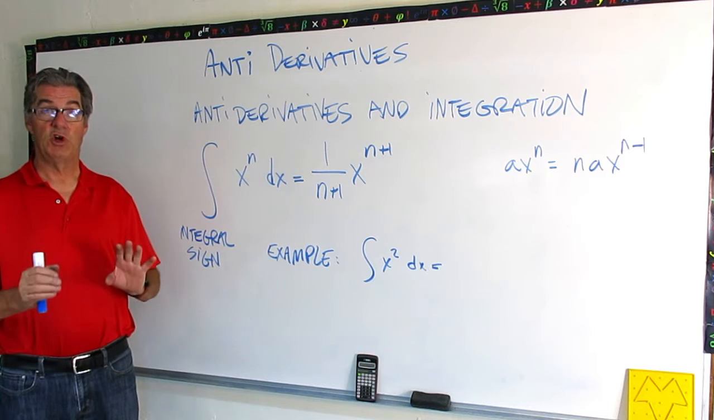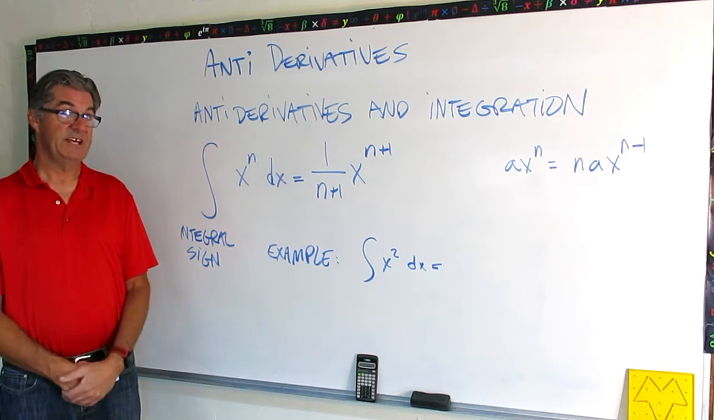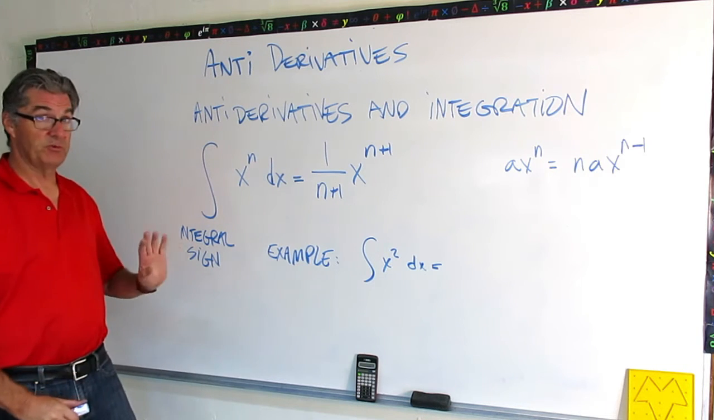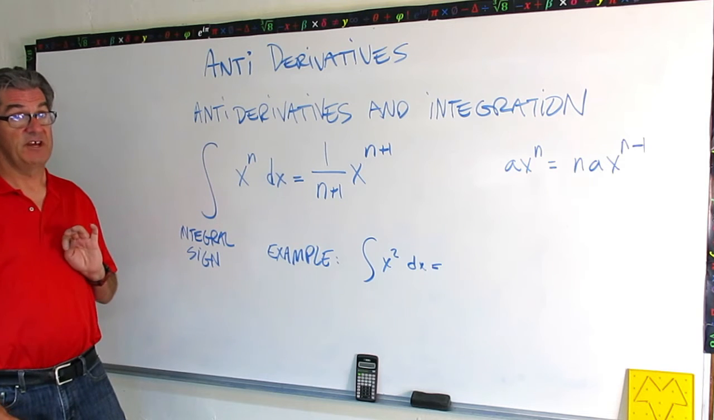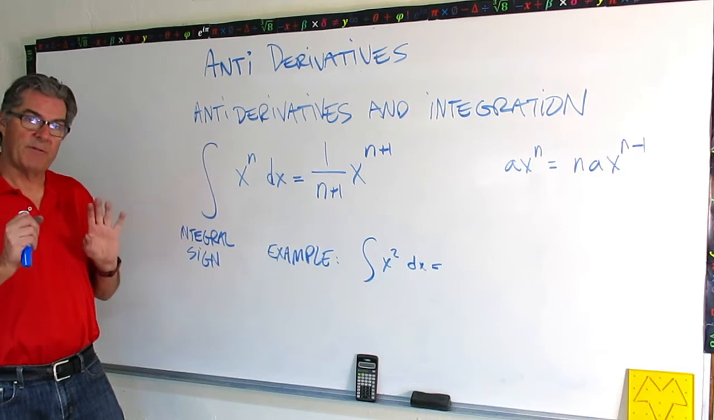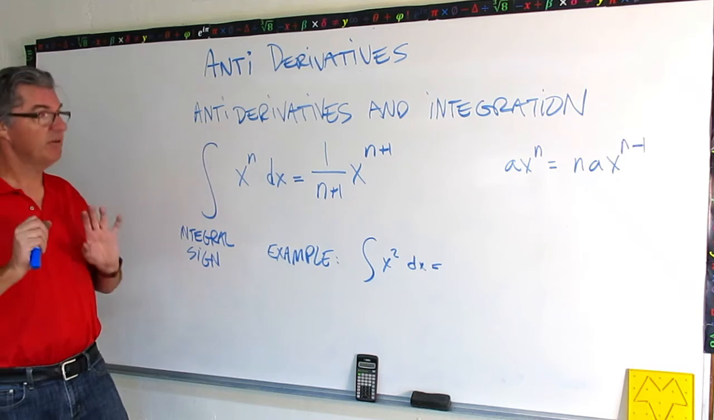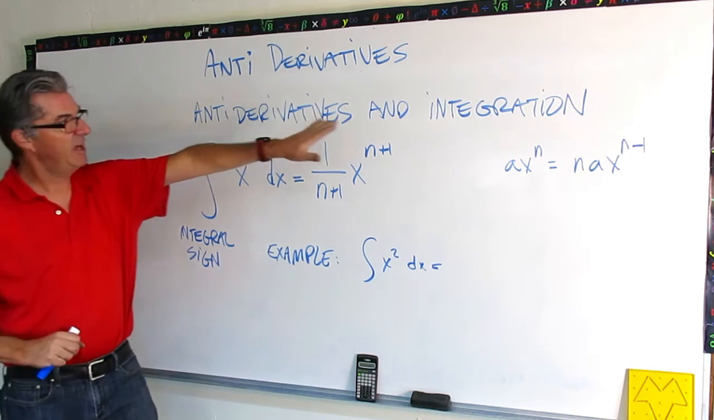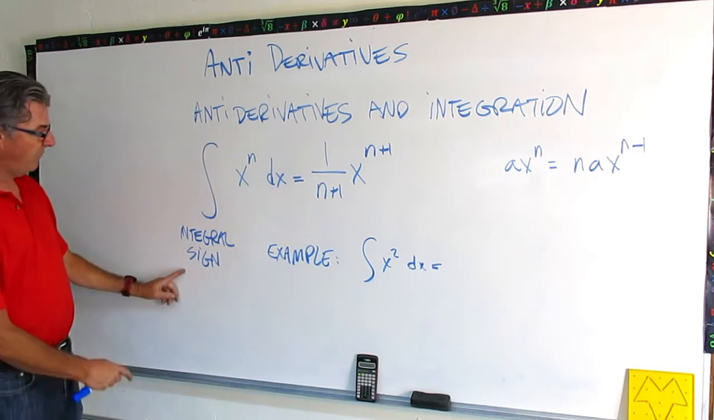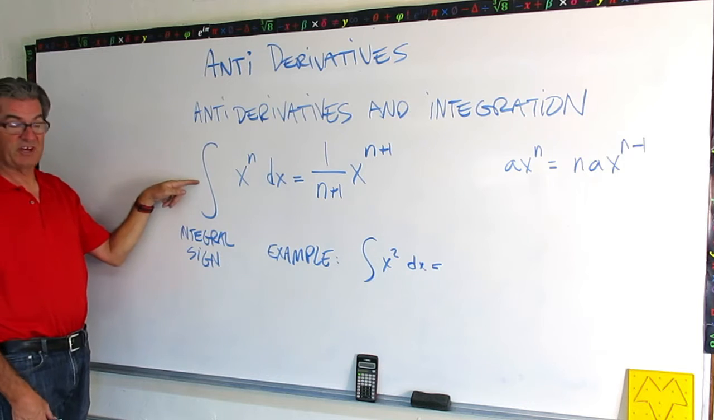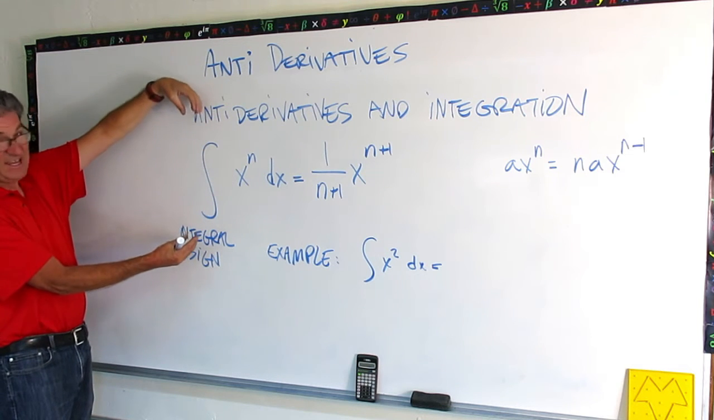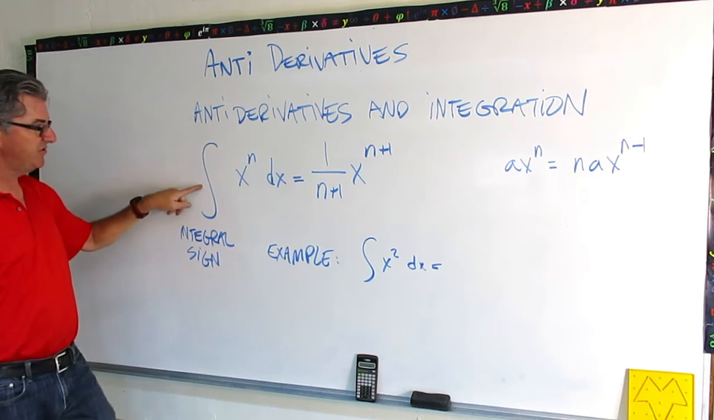Okay, let's look at the rule for taking antiderivatives, which is really just the process of integration. Okay, so we're not going to talk about antiderivatives anymore, we're just going to talk about integration. So that's antiderivatives and integration. Here's a new symbol for you. This is the integral sign. It's kind of like a stretched S kind of thing. This is an integral sign.